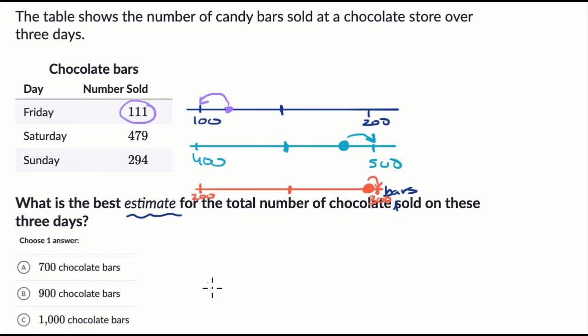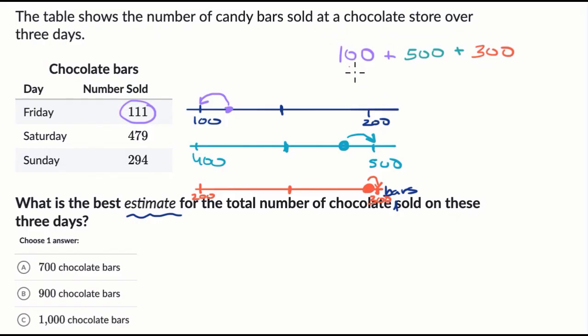And so to estimate the total number, I would add 100 plus 500 plus 300. Sunday, 294 is much closer to 300 than to 200, and I'm trying to get everything to the closest 100. And so what's that going to be? If I have 1 of something plus 5 of something plus 3 of something, I have 8 of those things. In this case, I'm talking about hundreds.